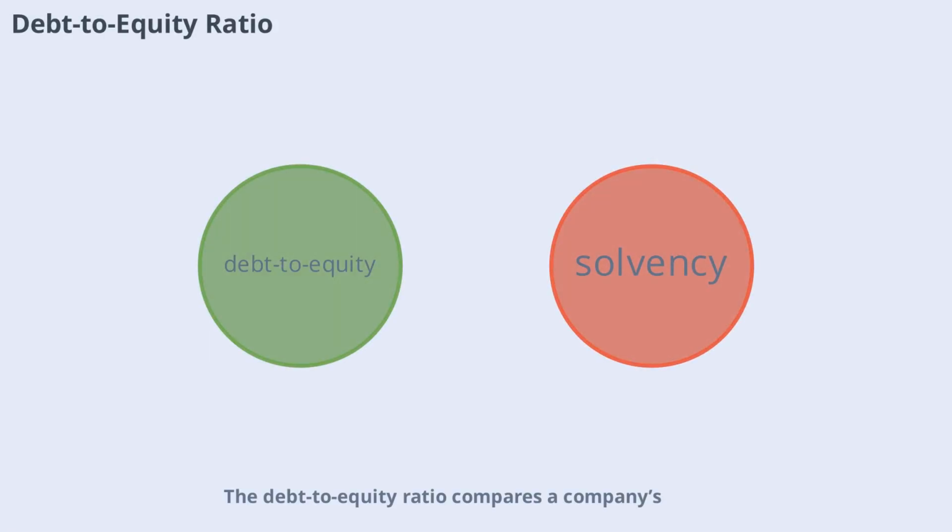Debt-to-equity ratio compares a company's total liabilities to its shareholders' equity. It's calculated by dividing total liabilities by shareholders' equity. A higher ratio means the company is using more debt to finance its operations, which can increase risk. However, some industries naturally have higher debt levels. Let's see how to interpret this ratio with an example in the next scene.